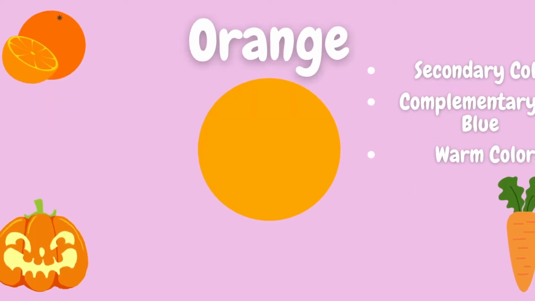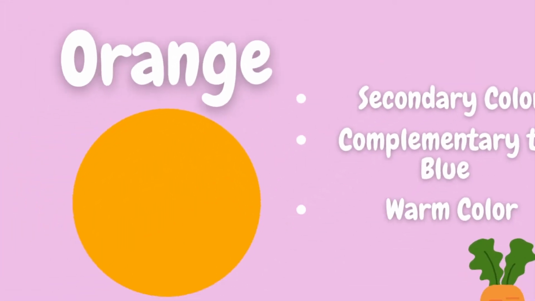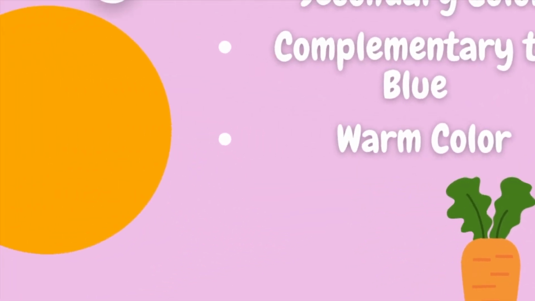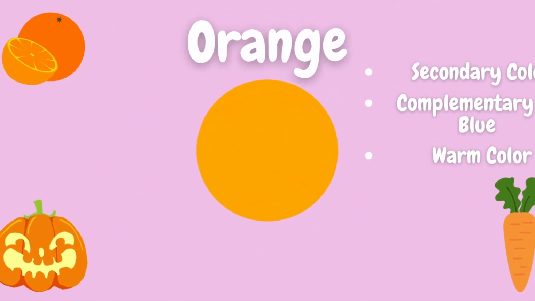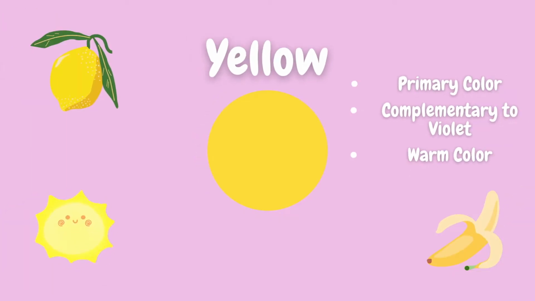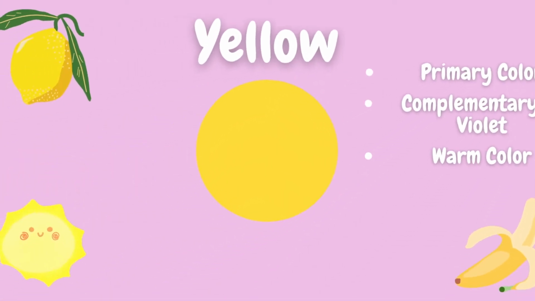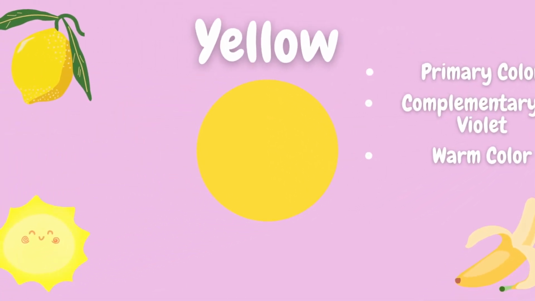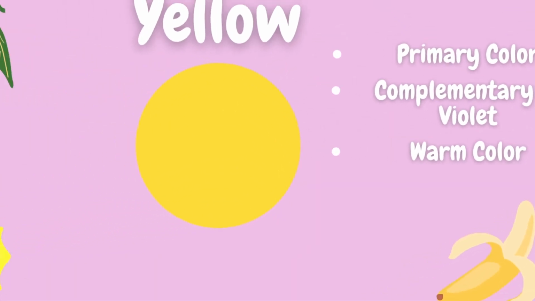Next we have orange. Orange is a secondary color, it is complementary to blue, and it is classified as a warm color. Next we have yellow. Yellow is a primary color, it is complementary to violet or purple, and it is classified as a warm color.